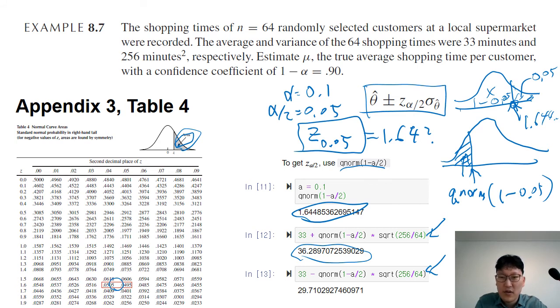One thing to notice is that to get the square root, here the sigma theta hat, which is the square root of s square over n, is computed with the command sqrt, which is the square root. And s square is 256 and n is 64, and so this is how you use R.